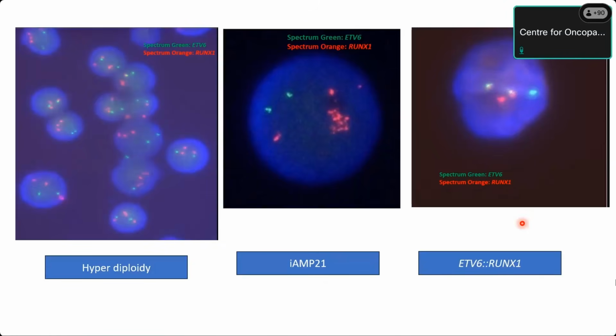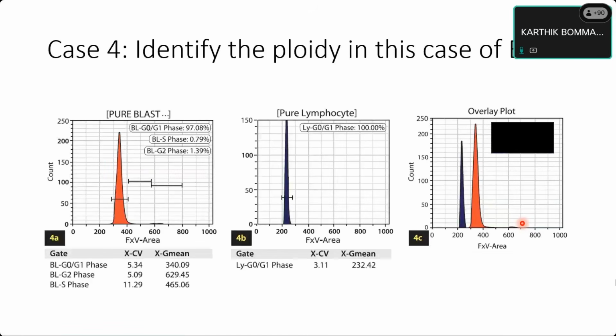It's fine. Okay. Thanks. Specialty of this probe: one probe, multiple information. So case number 4. Identify the ploidy in this case of B-ALL. The red peaks are my blast and the blue peak are my lymphocyte.